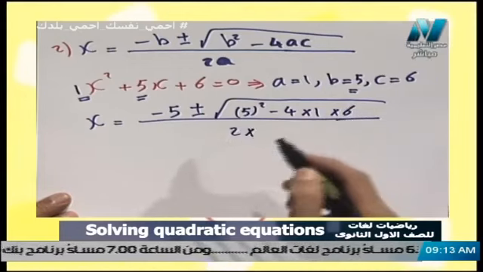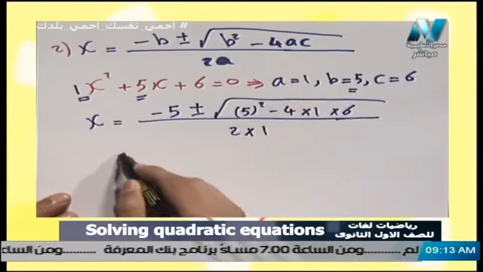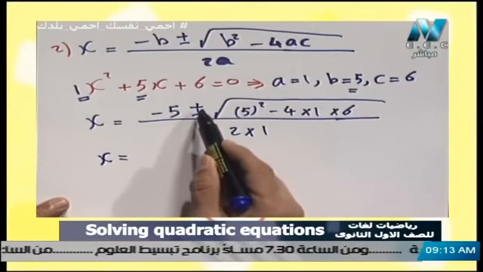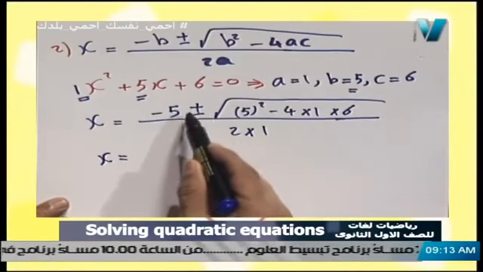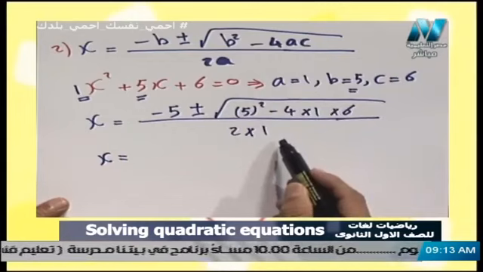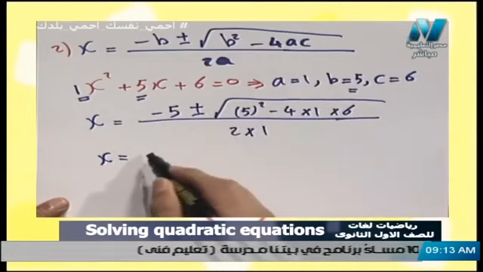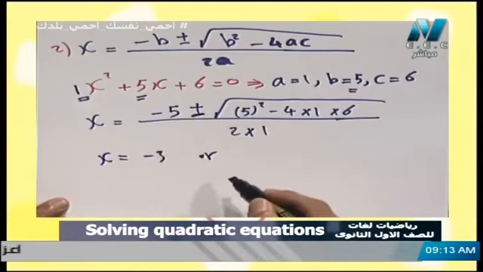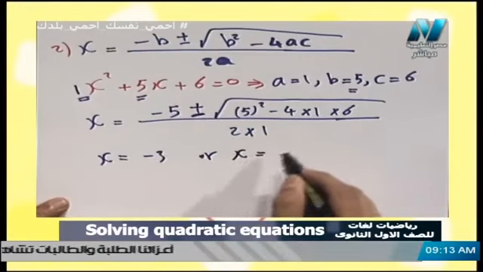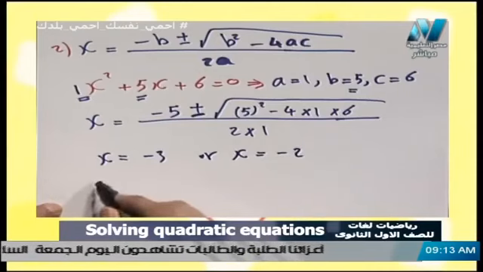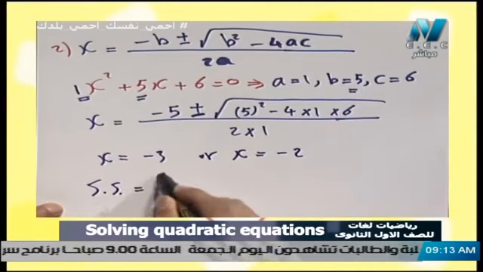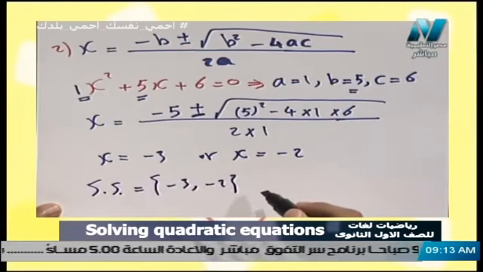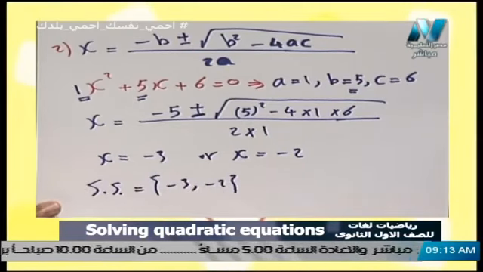2 multiplied by a, which is 1. And by using your calculator, first you put plus: negative 5 plus this root over 2 multiplied by 1. The answer will be negative 3, or if we put minus here, the answer will be negative 2. So we can say that the solution set equals {-3, -2}, which is the same solution as with factorization.